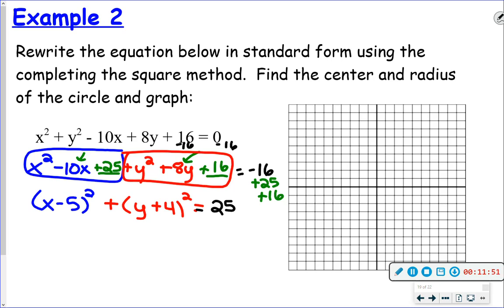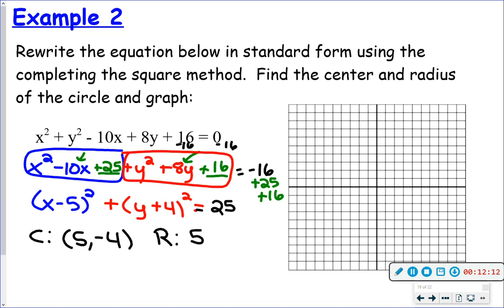What's the center? Good on the sign switch. Radius: so that's 25, that's r squared. What would just be r? 5. So the new part today is putting them in the form, which yes, I know is gross and time consuming.